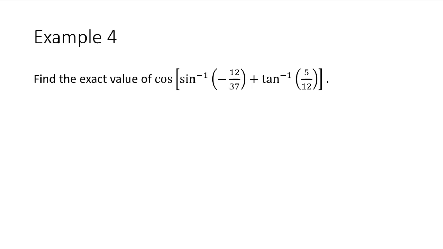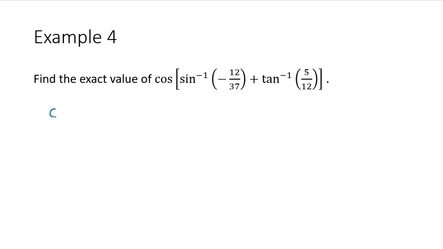Example 4, find the exact value of the cosine of the inverse sine of negative 12 over 37 plus the inverse tangent of positive 5 over 12. Okay, now this looks a little bit scary at first, but what we're doing is we're finding the cosine of the angle where the sine is negative 12 over 37 plus the angle where the tangent is 5 over 12. And we can actually do this without having to figure out what those angles are, just by drawing the triangles. But before I do, let's expand this using the cosine formula.